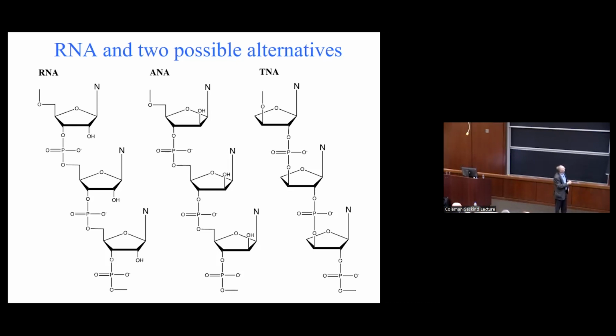Okay, so here's the structure of RNA. Here is a very close relative called arabinonucleic acid, or ANA. The only difference is the hydroxyl here that points down points up in arabinonucleotides. So it's pretty similar. And over here is something called threose nucleic acid, or TNA, where the sugar has 4 carbons instead of 5. And I want to go through in some detail why we're looking at these as possible alternatives and why we think they wouldn't work.